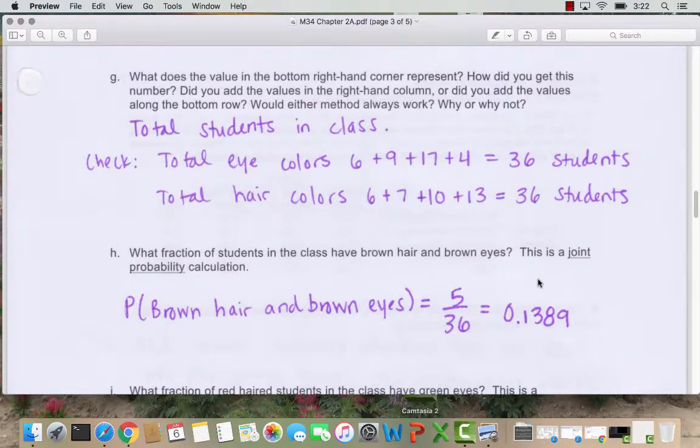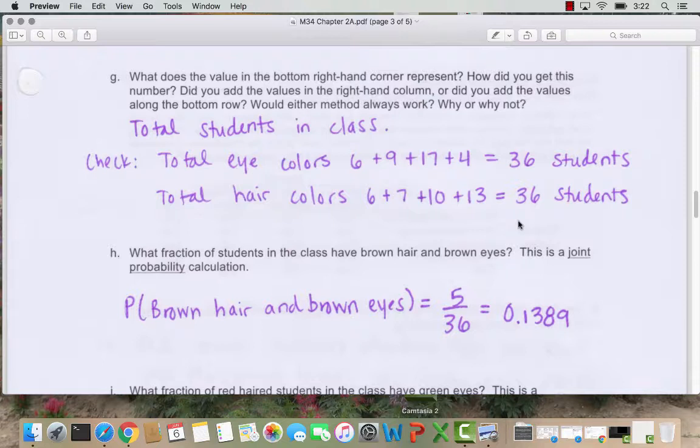What does that value in the bottom right-hand corner represent? Well, that's the total students in class, and you can check the addition. If you tally up all the eye colors, those add up to 36 students total, and if you tally up the hair colors, those also add up to 36 students total. Either way, whether you're adding the eye colors or the hair colors, they should both tally up to the total, so it's a good way to check your two-way table to make sure you haven't made any mistakes, to verify that everything totals the total number of students you're expecting.